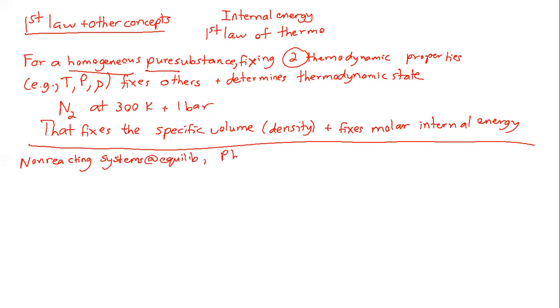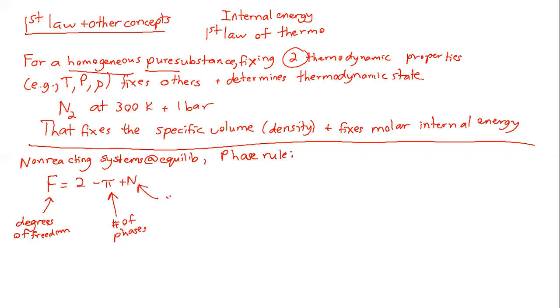The phase rule says F equals 2 minus pi plus N. So what does that mean? F here is the degrees of freedom. Pi here is going to be the number of phases. And N is going to be the number of chemical species.